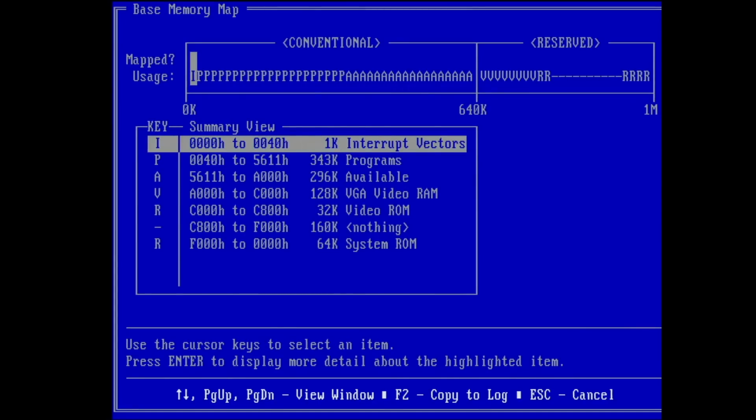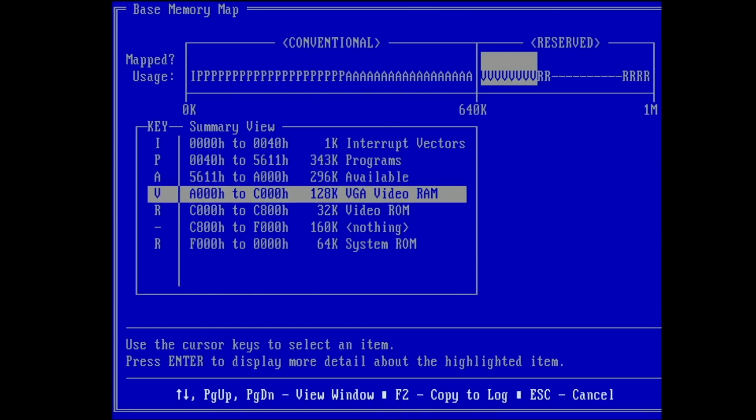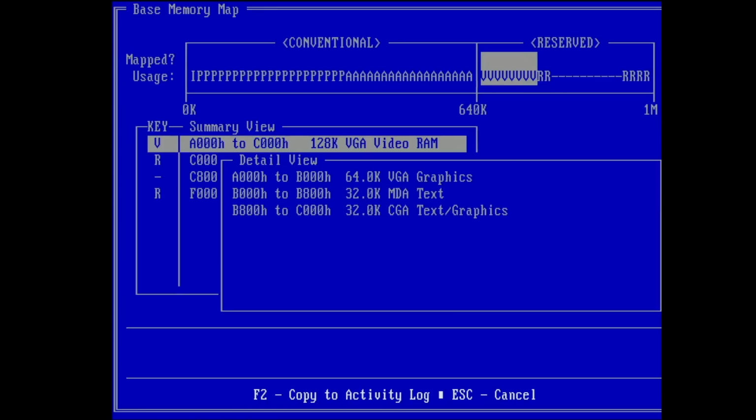In here, you have the first megabyte of system memory split between conventional and reserved or upper memory. In the upper memory, the first block is the VGA video RAM. This is used by the system to gain access to the video memory that's on the graphics card. Not all of this memory is used for the same purpose. So from A1000 to B1000, we have a 64 kilobyte area for the VGA graphics.